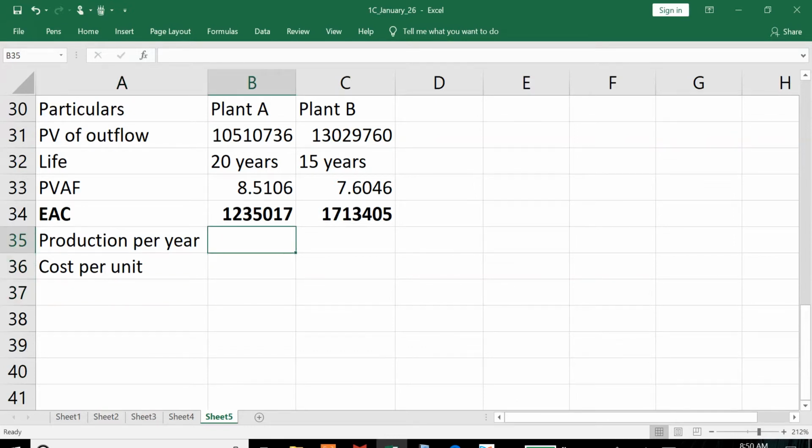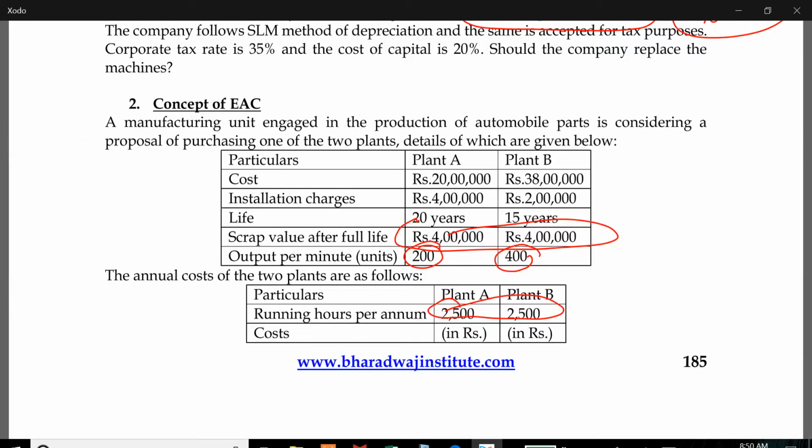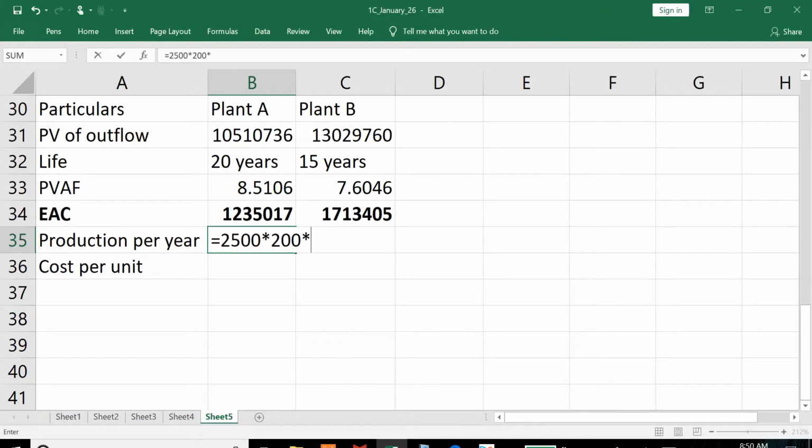Production per year is 2500 hours into 200 units per minute into 60 minutes. That is 2500 into 60 into 200.